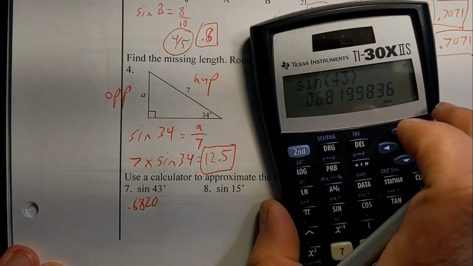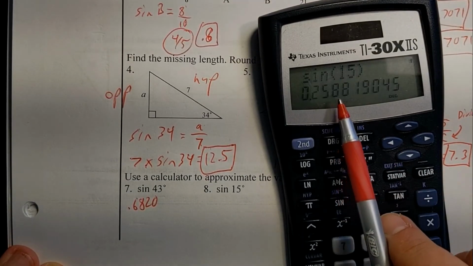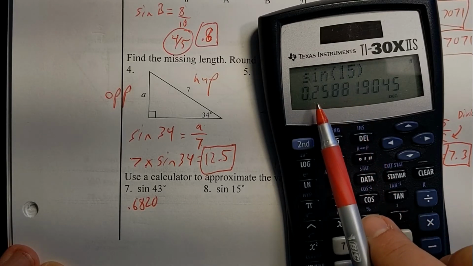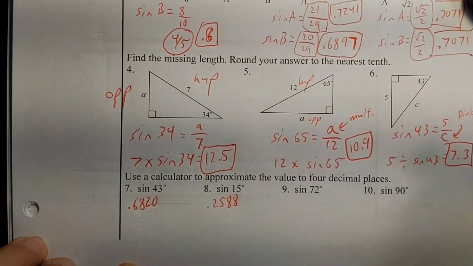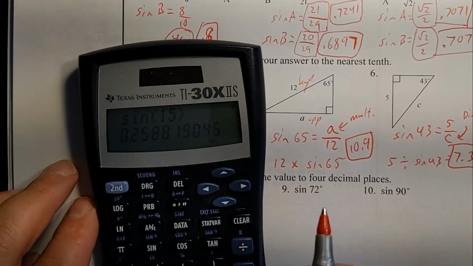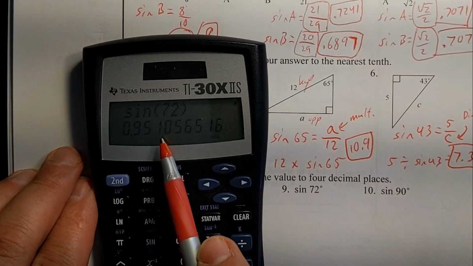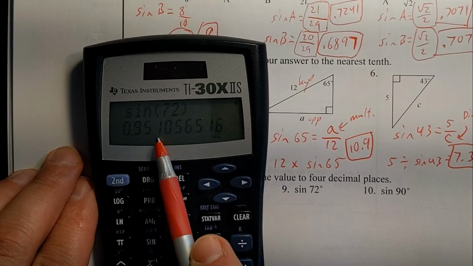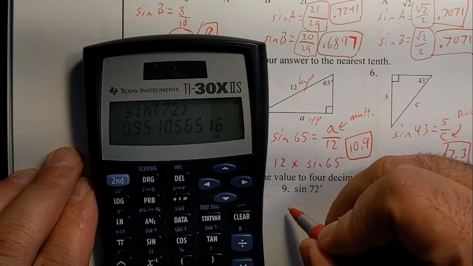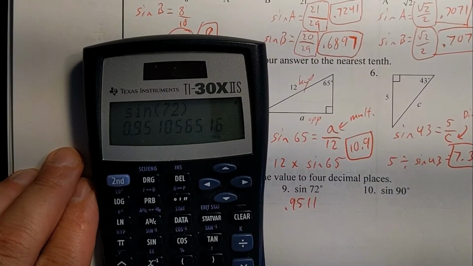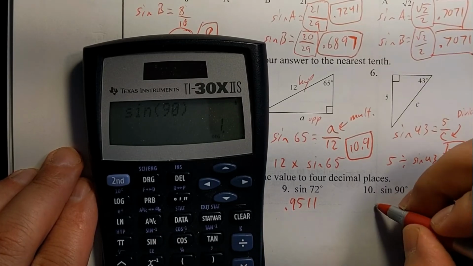For the sine of 15, calculator says you're going to go 1, 2, 3, 4 spaces. That 1 does not change it, so it stays 0.2588. Sine of 72, calculator says 0.951056516. 1, 2, 3, 4 spaces. That 5 makes it go up, so it ends up being 0.9511. On number 10, sine of 90 is 1. You don't have to round that one.